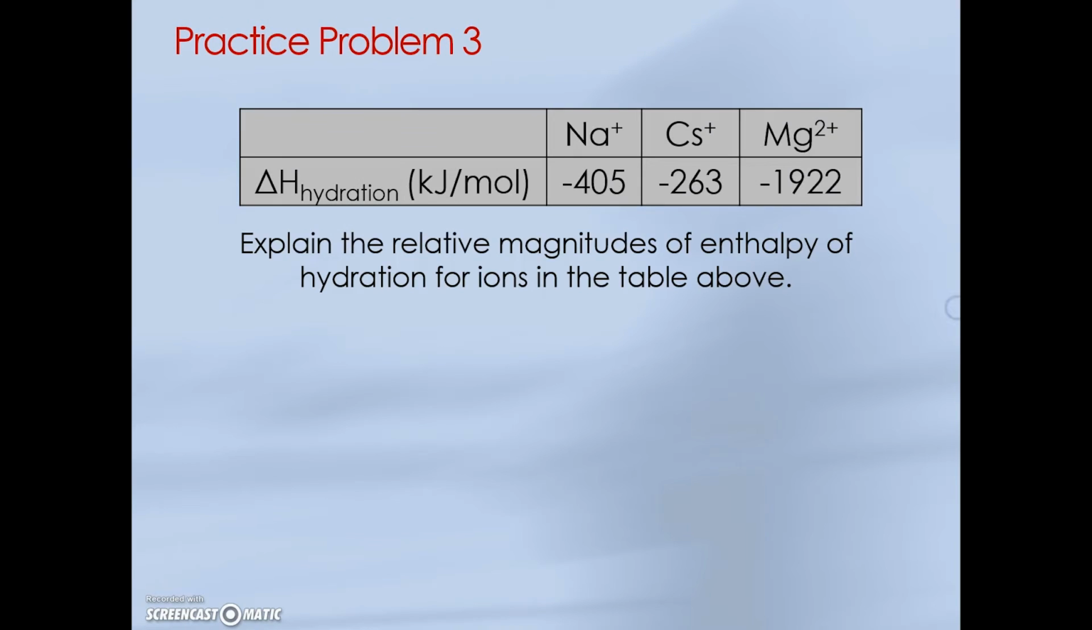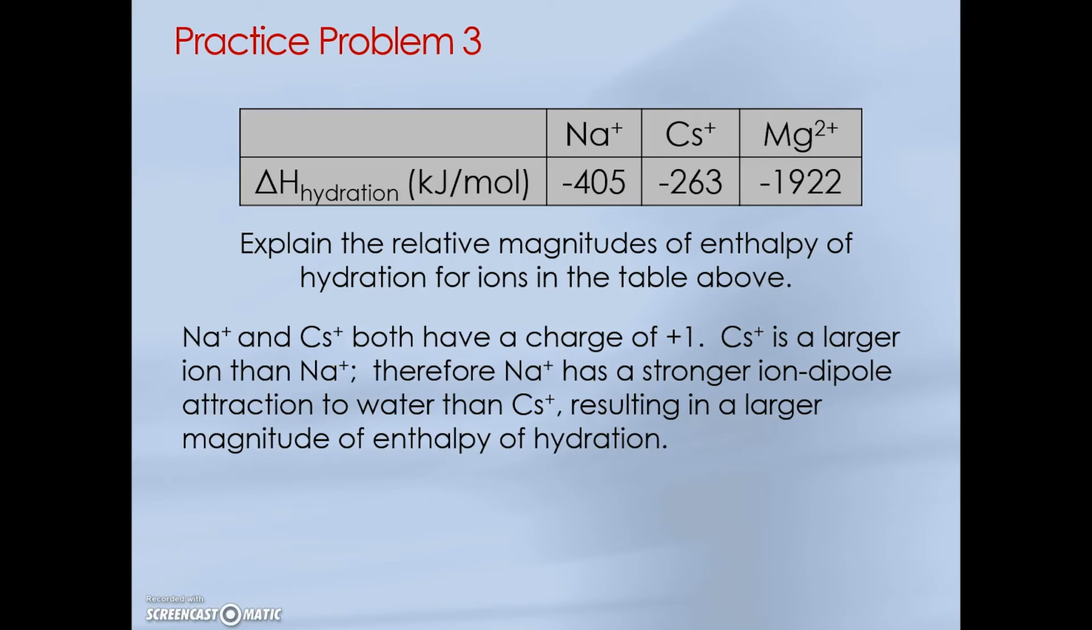So here, leading to practice problem number 3. We have sodium ion, cesium ion, and magnesium ion. Enthalpy of hydration is given. Explain the relative magnitude of the enthalpy of hydration, why they are the way they are. Notice that sodium and cesium ions have a +1 charge, and cesium is a bigger ion than sodium. Therefore, sodium ion, being smaller, would have a stronger ion-dipole attraction to water, resulting in a larger magnitude of enthalpy of hydration, negative 405 kilojoules per mole.